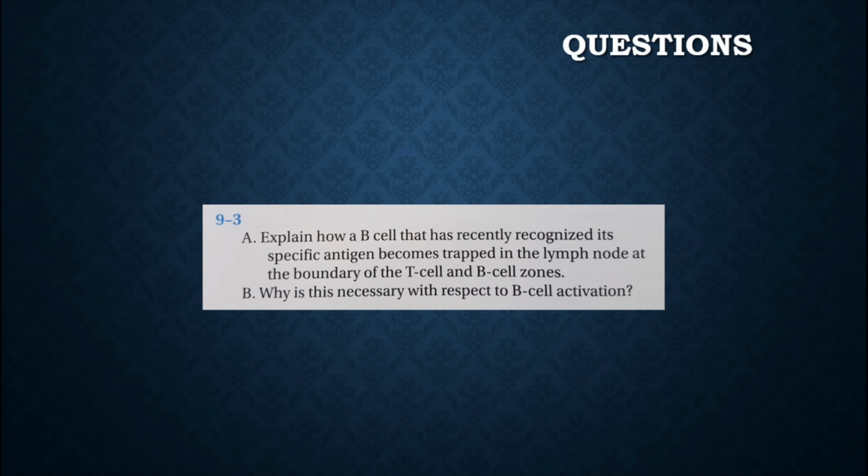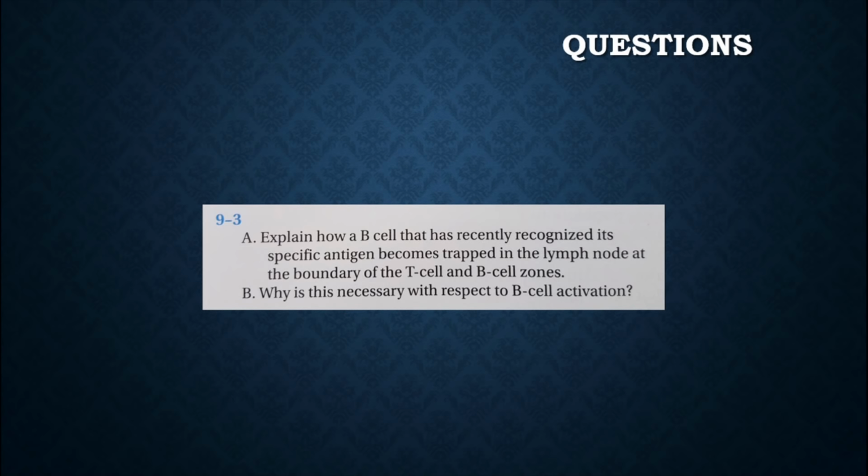So this kind of recaps a little bit of the B cell activation pathway. Does anyone want to explain how a B cell becomes essentially trapped in a lymph node at the boundary between B and T cells? It needs to find its cognate partner in the T cell, otherwise it'll just hang out there or leave to go to another lymph node. Exactly.